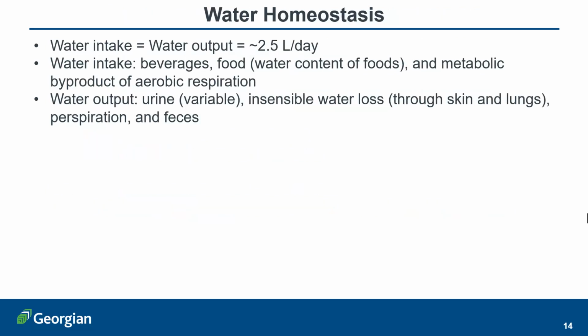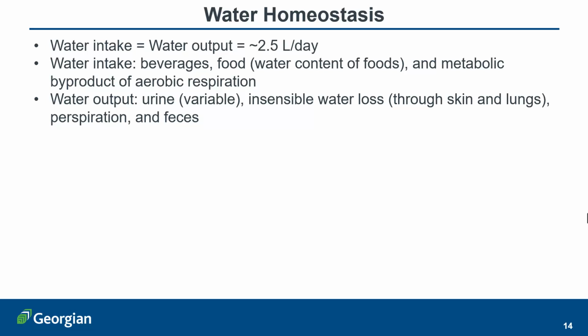Specifically for water homeostasis, water intake has to equal water output, which works out to approximately 2.5 liters per day. Our water intake consists of beverages and food, that's the water content of food, because our food is made up of cells, and we know that nearly all the cell is basically water. So there's definitely some water content in food itself, especially fruits and vegetables. Less so in meat because we know fat has a lower water content, as does muscle.